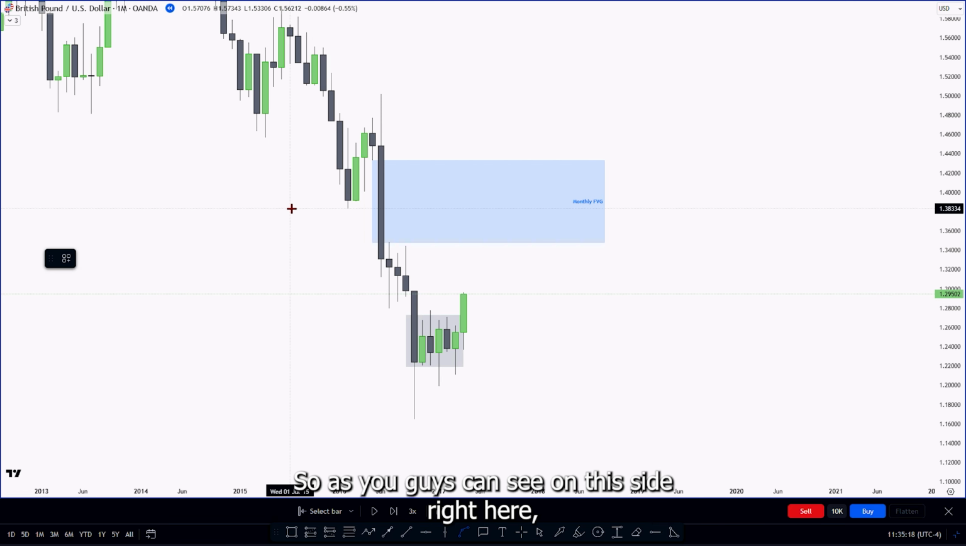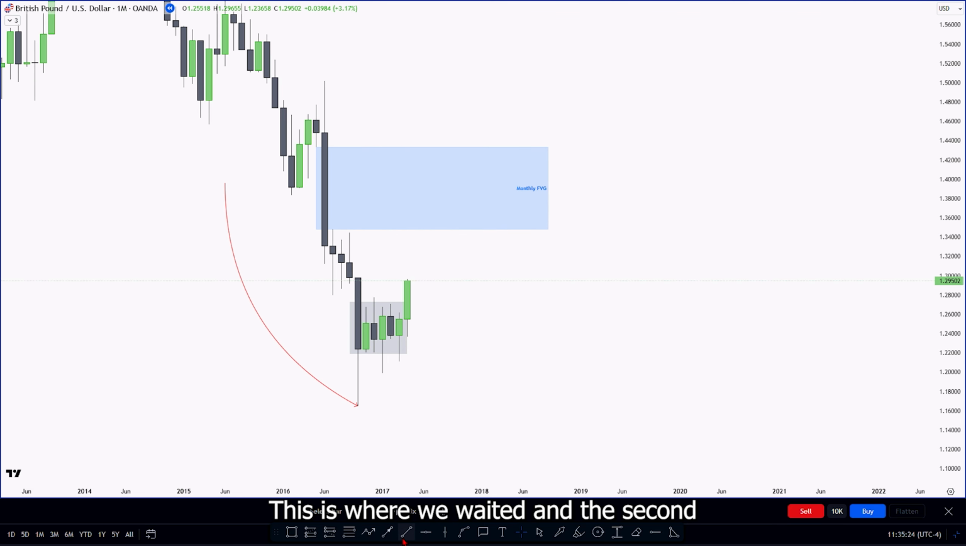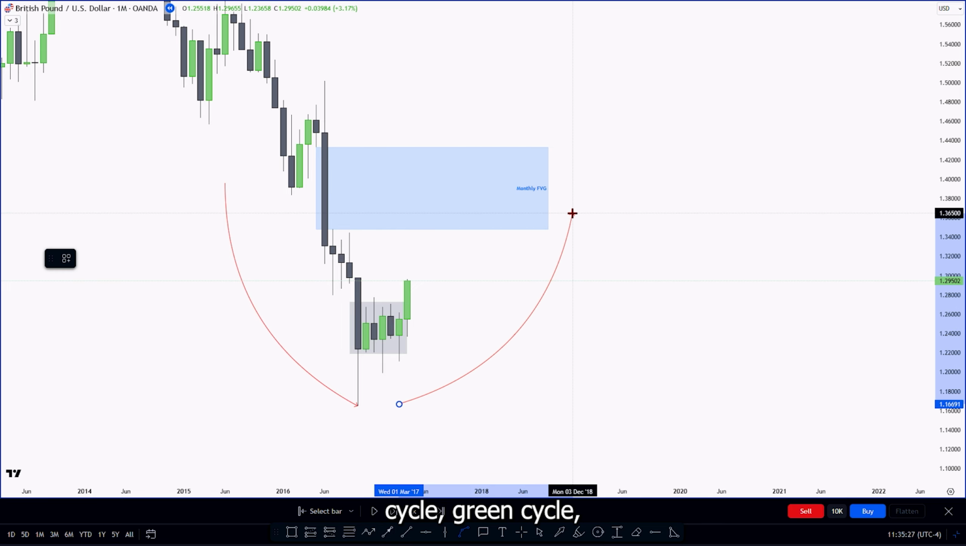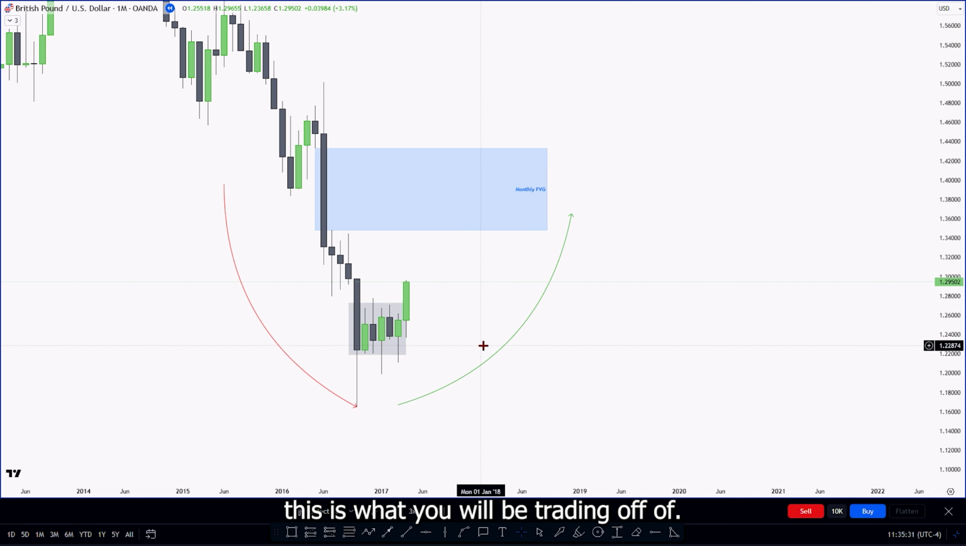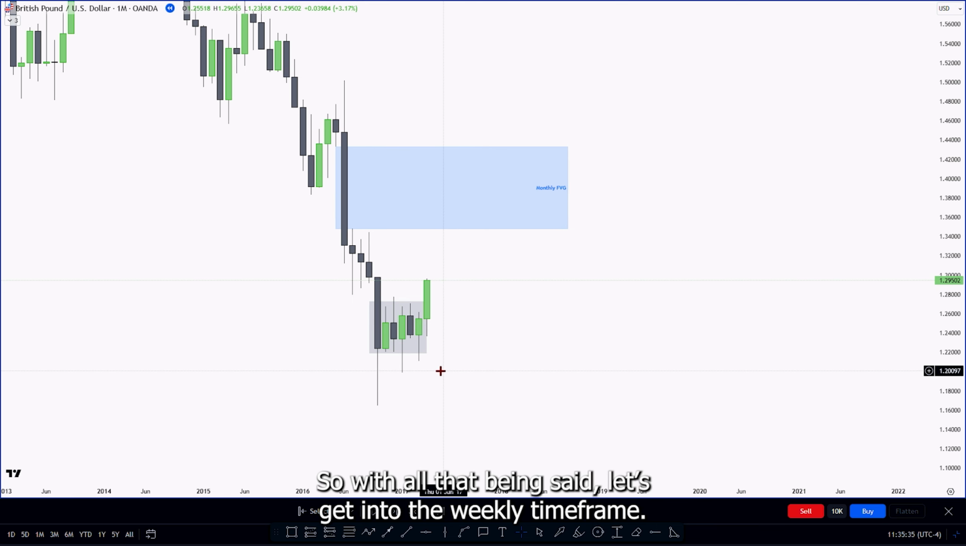So as you guys can see on this side right here, this is going to be our red side. This is where we waited, and the second cycle, the green cycle, this is what we will be trading off of. So with all that being said, let's get into the weekly time frame.